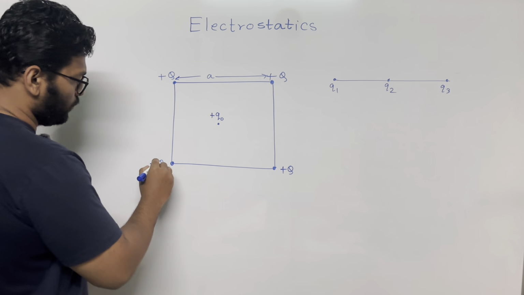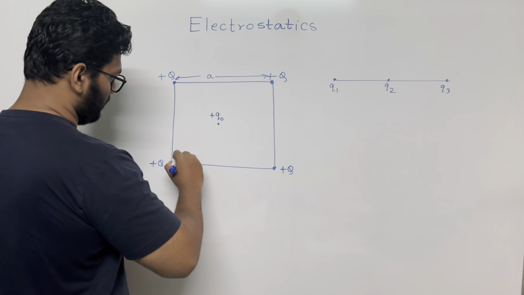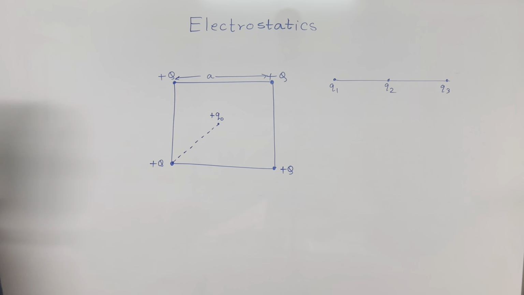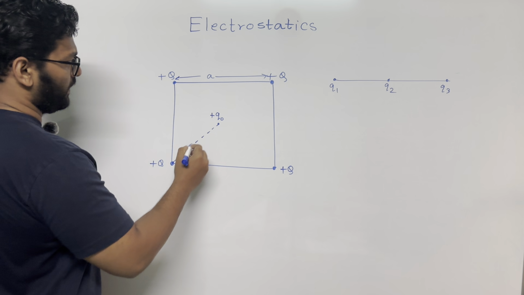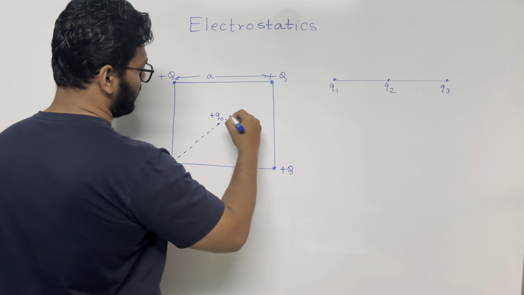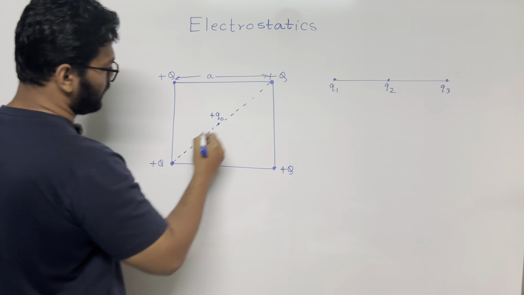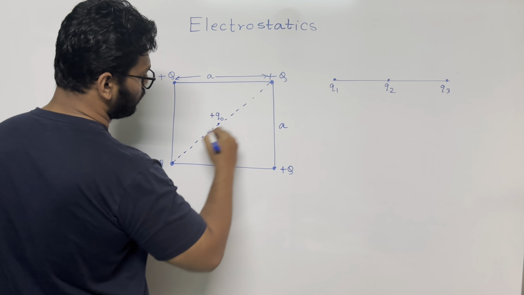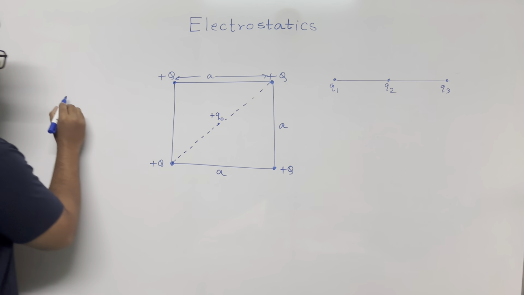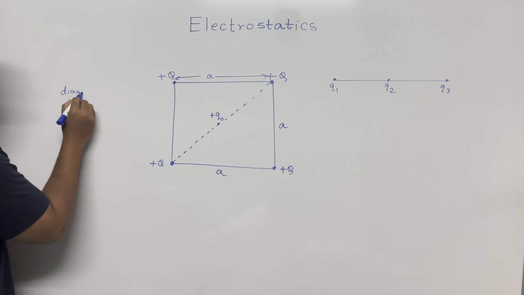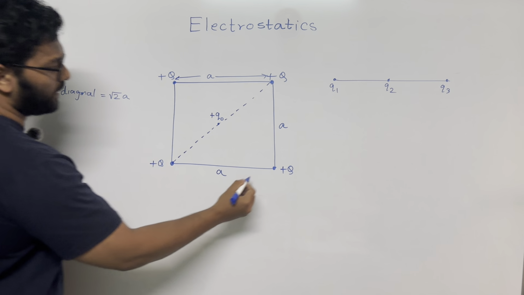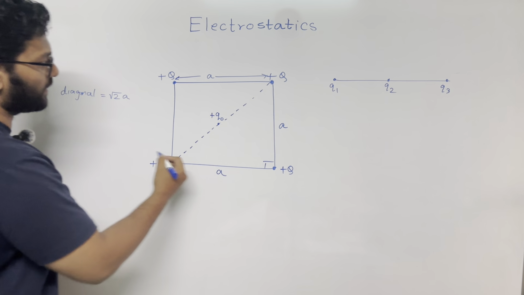So first thing, due to this plus q charge, there will be a force on plus q0, right? And what is this distance? See, if I extend it, this will become a diagonal. This is a, this is a, this has to be root 2a. The diagonal of a square is equal to root 2a, because it is square root of a square plus a square, right? This is a right angle triangle.